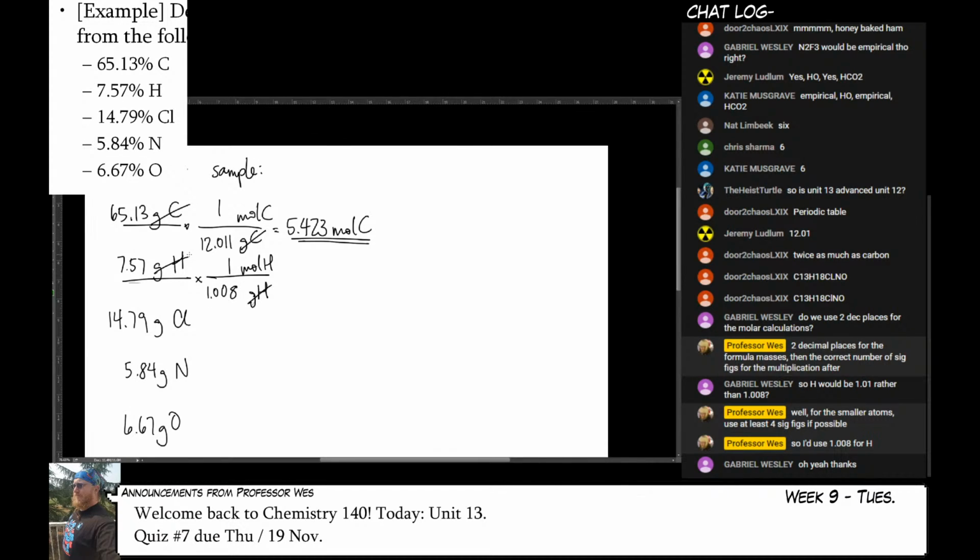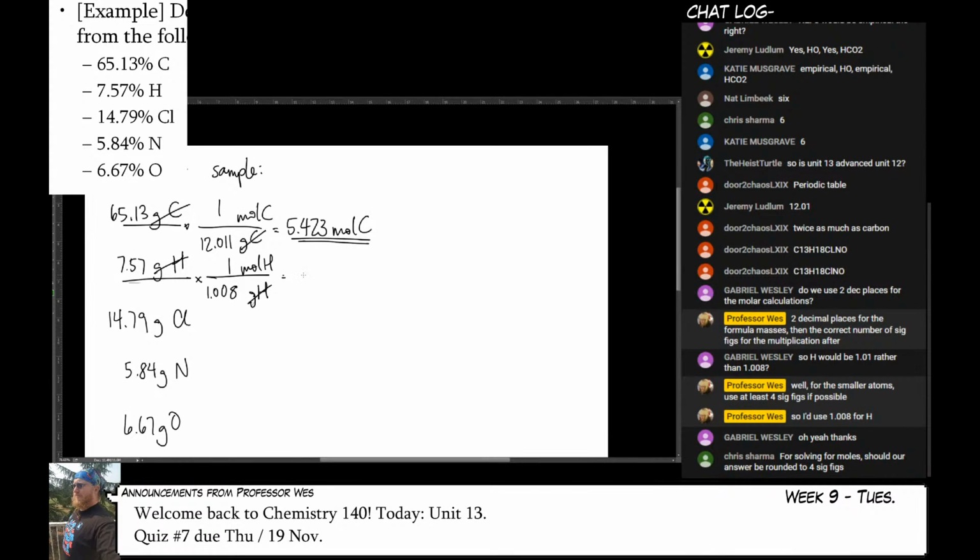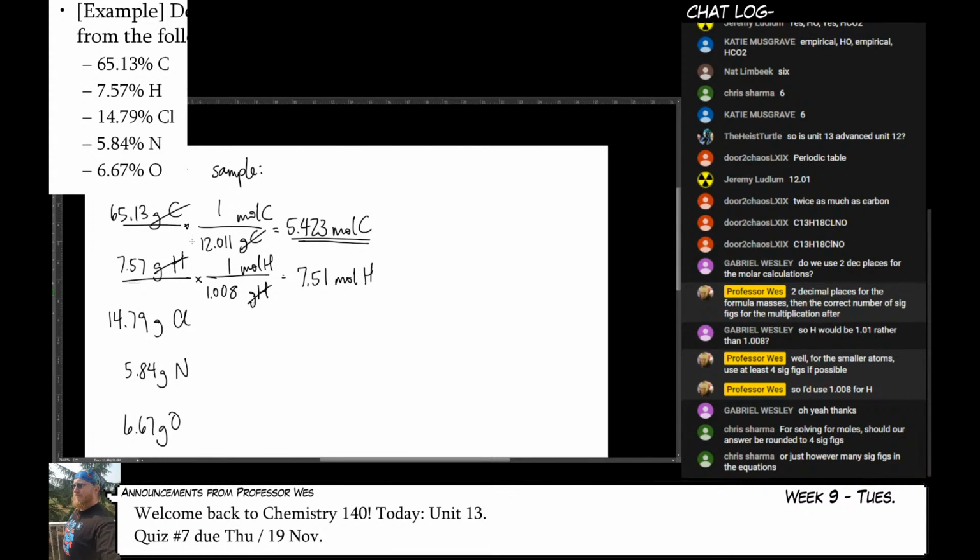All right, so here's hydrogen. You're going to notice that I only get 3 sig figs out of this one because this first number I had only had 3. So this is 7.51 mole of hydrogen. Should our answer be rounding to 4 sig figs? It depends on what numbers you're using. However many sig figs from the result. So in this problem, when I multiply, this one only had 3 sig figs. So my answer's got to have 3 also. At the end of the day, it's probably not going to matter because you're going to reduce these down to a digit anyway. Or a whole number, at least.